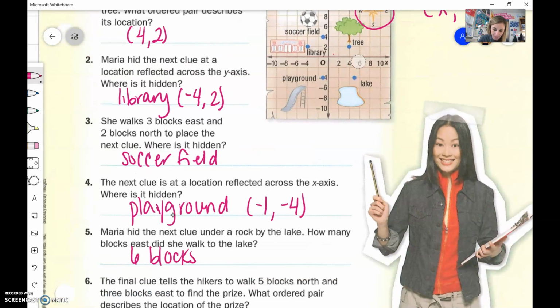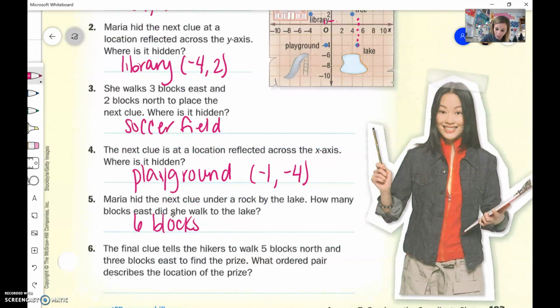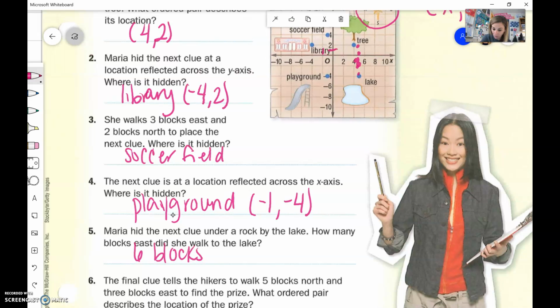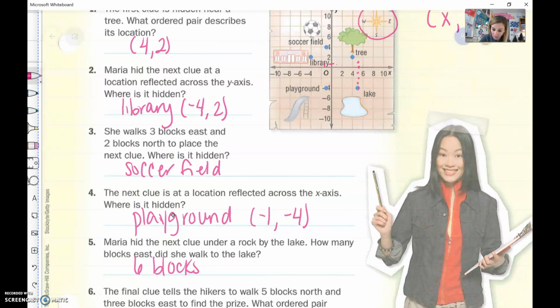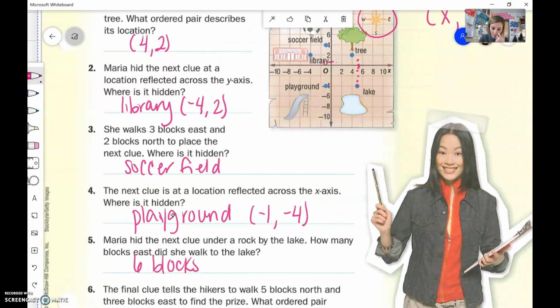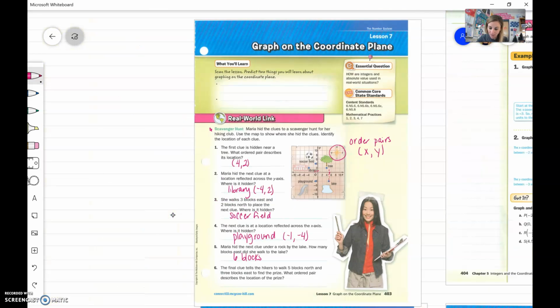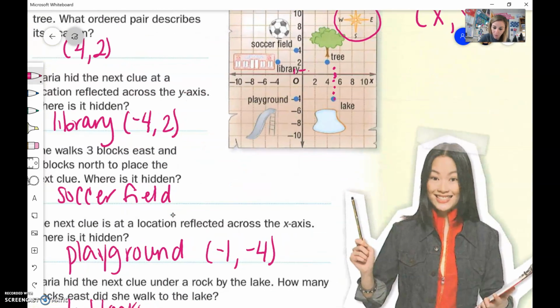So we are at the lake right here, and we're going to go 5 blocks north. So 1, 2, 3, 4, 5, which puts me at a positive 1 for my y-axis. So let's figure out what the x is, which means if we are right here in that spot, we know that that's in between 4 and 5.